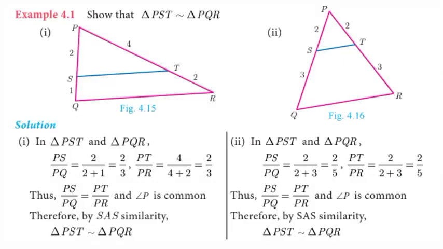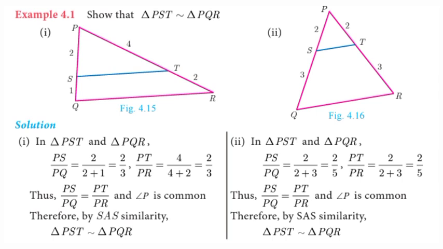Okay. Example 4.1: show that triangle PST is similar to triangle PQR. We have two questions. See the diagram, figures 4.15 and 4.16; the second is the second question. Solution: first we see diagram 4.15. Triangle PST and triangle PQR. First we take the two triangles PST and PQR. The corresponding sides are PS and PQ.